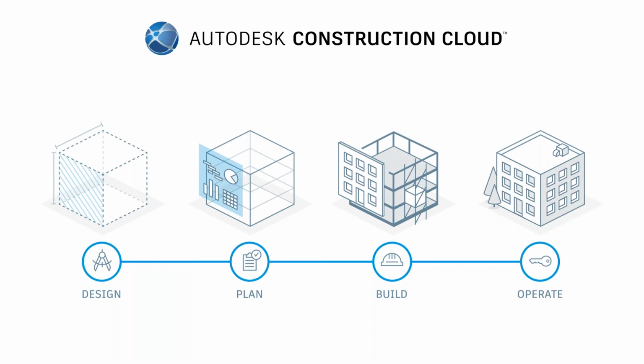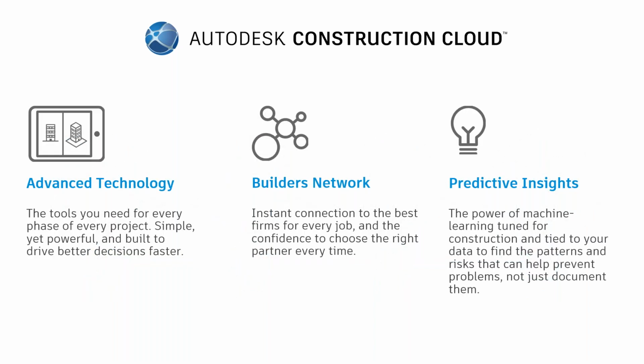value of that data throughout the plan, building and construction and also operations phase of a construction project, which is why we came up with the Autodesk Construction Cloud. So you might be thinking, what is the Autodesk Construction Cloud? Typically, it's really comprised of 3 core pillars: advanced technology, the builders network, and also a platform that provides us the predictive insights. Our advanced technology equips contractors with powerful tools to support them in their workflows in construction.